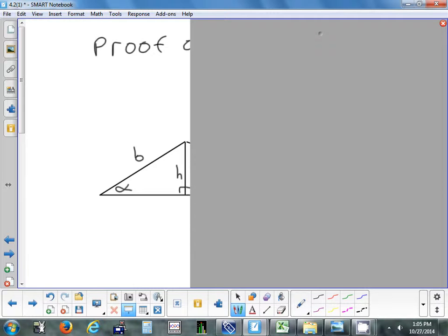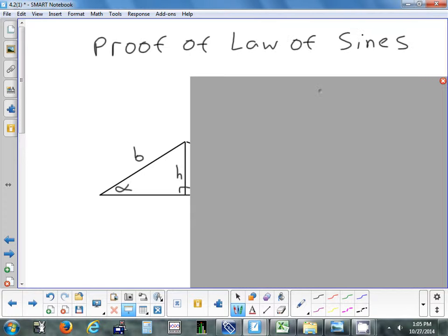So which trig function has opposite and hypotenuse in it? Sine. So the sine of my angle equals the side opposite, which is H, divided by the hypotenuse, which is B.